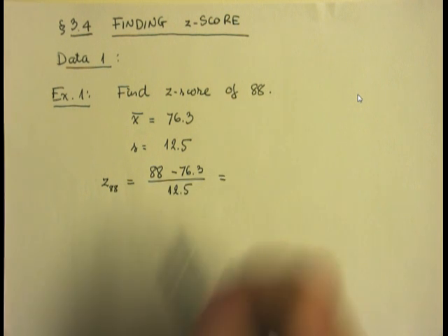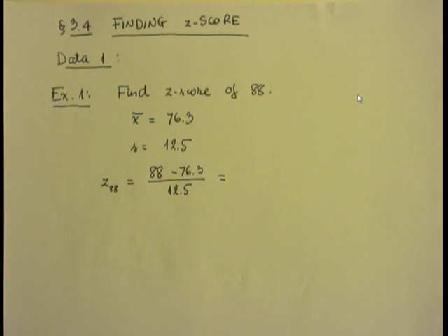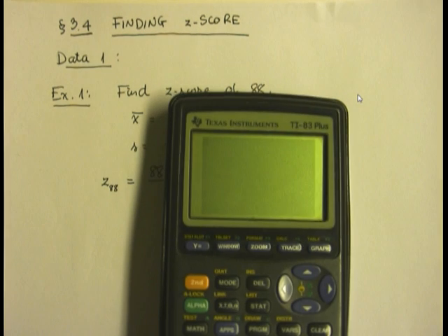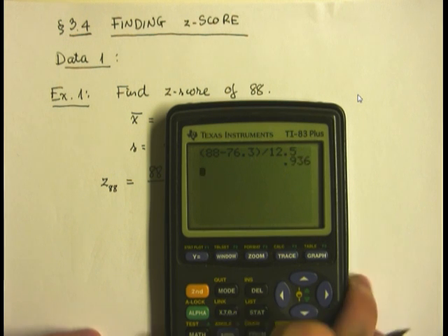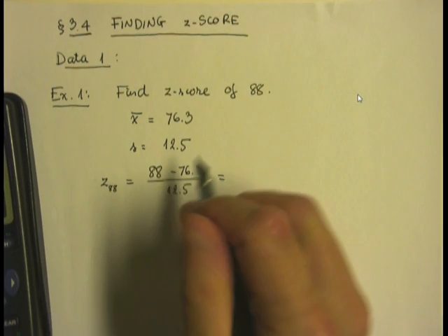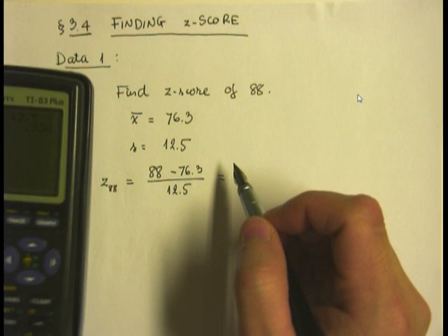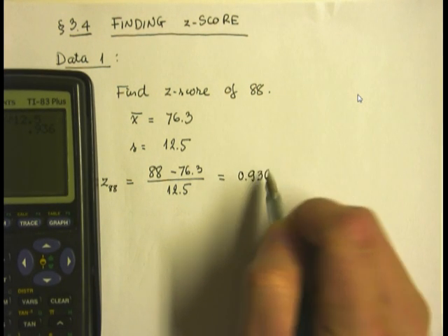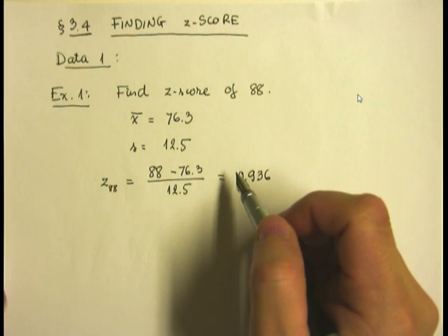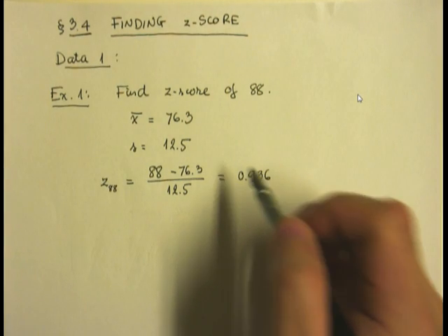And so here, in this way, the raw score is 88 minus 76.3, and we divide by the standard deviation. So the z-score of 88 is going to be 0.936. And so let's recap before we move away from this example.